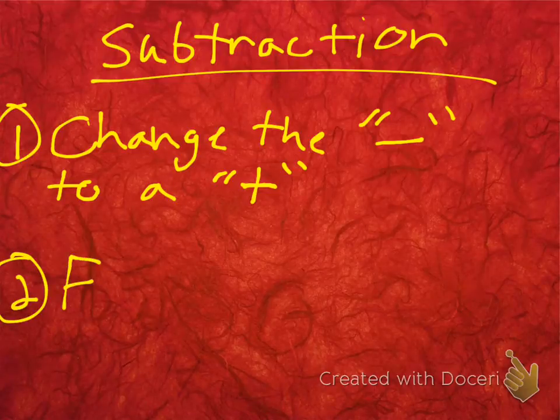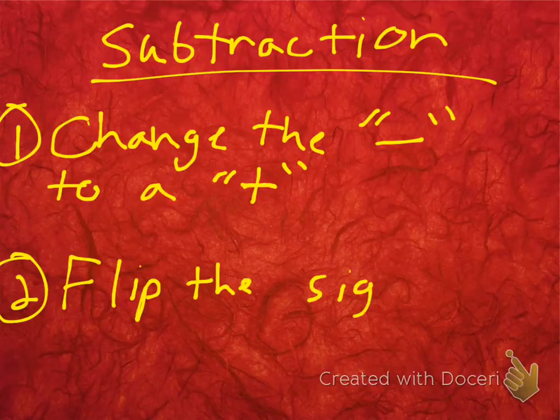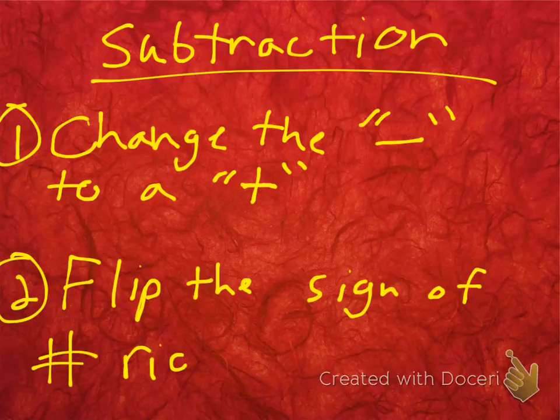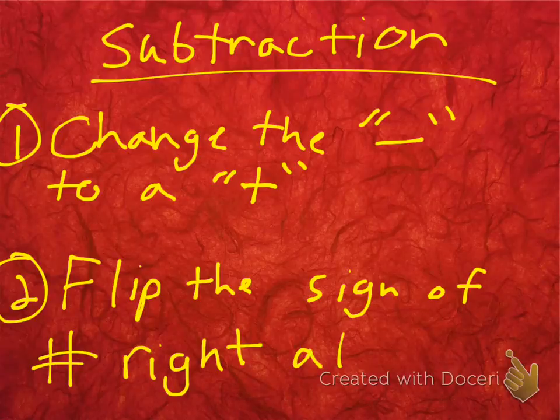Then we're going to flip the sign of the number right after. We're going to do some examples of this. But we want to change the minus to a plus and then flip the sign right after. So minus a -2 is going to become plus a +2. Minus a +2 is going to become plus a -2. All right? We're gonna do some examples so you can see that.